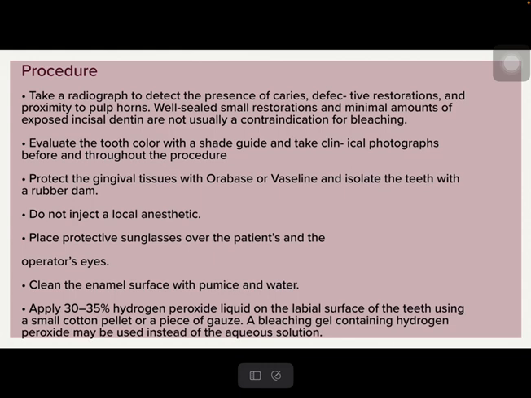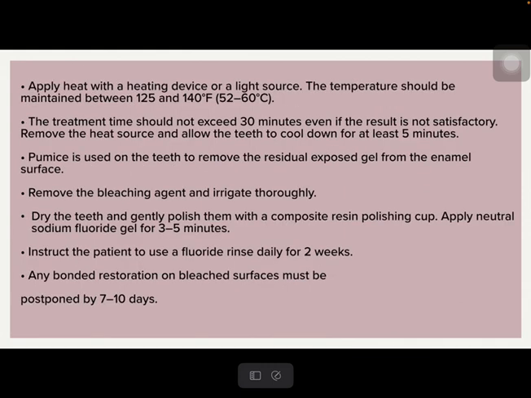Then we have to clean the enamel surface with the pumice and water. Then we have to apply 30 to 35% of hydrogen peroxide liquid on the labial surface of the tooth. Bleaching gel is usually preferred for the confined placement of the gel in the particular tooth to be bleached. So the application of heat is generally used to activate the catalyst and the bleaching agent.